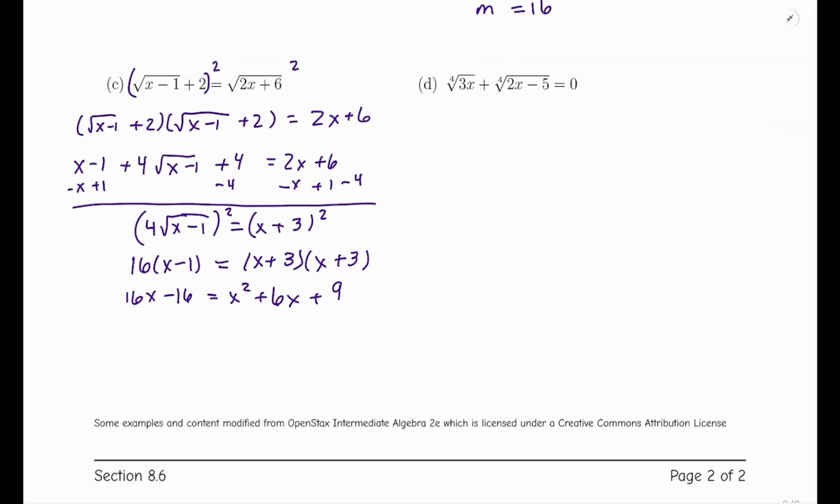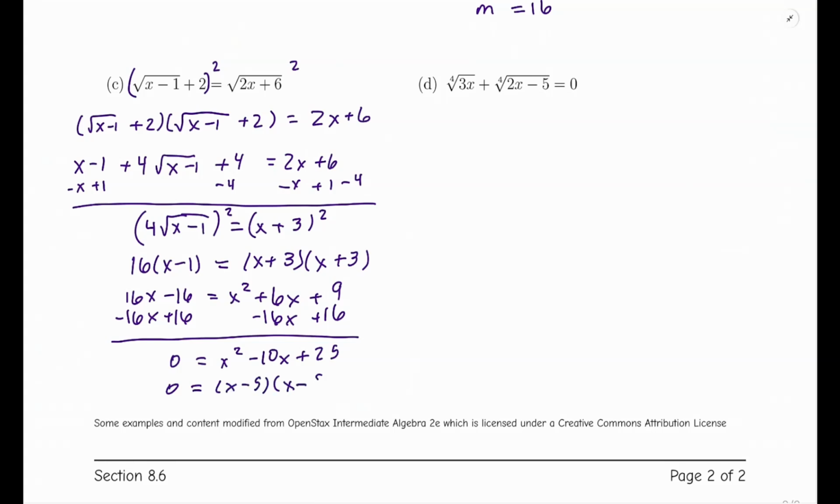So now we have a quadratic equation, so we want to get 0 on one side. So I'm going to subtract 16x from both sides and add 16 to both sides. We get 0 equal to x squared minus 10x plus 25. Factor that, we get 0 equals x minus 5 times x minus 5. Well, since both of those are the same, we just get x minus 5 is equal to 0, or x is equal to 5. And when you plug that in, it will give you the correct answer.